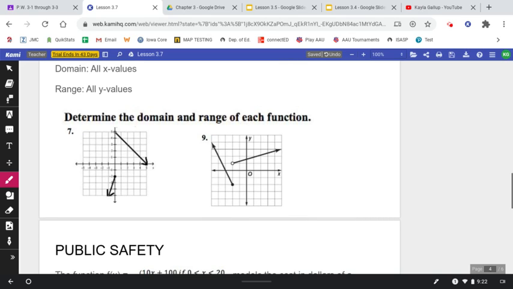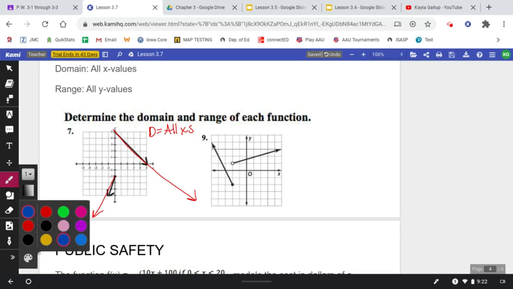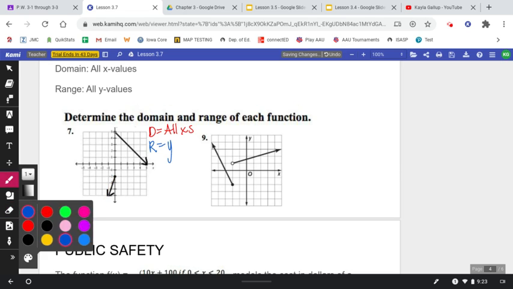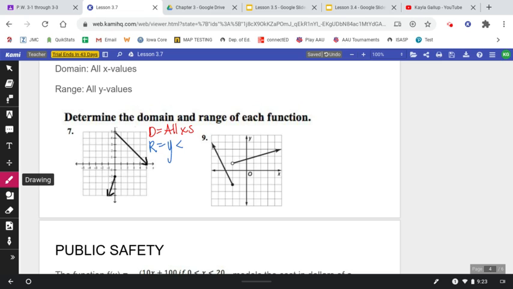So here's some more examples. In this one, we see that our x's continue forever in this direction, and in that direction. So the domain, again, is all x's. For the range, we notice that there is nothing above this line. Everything is below this line. It's an open circle, so y's that are less than 5.